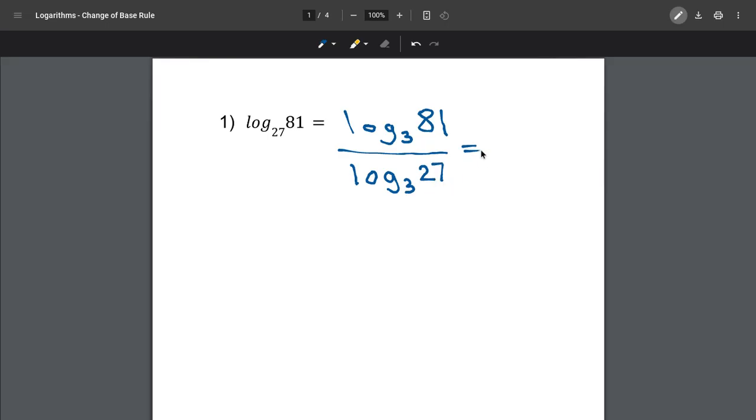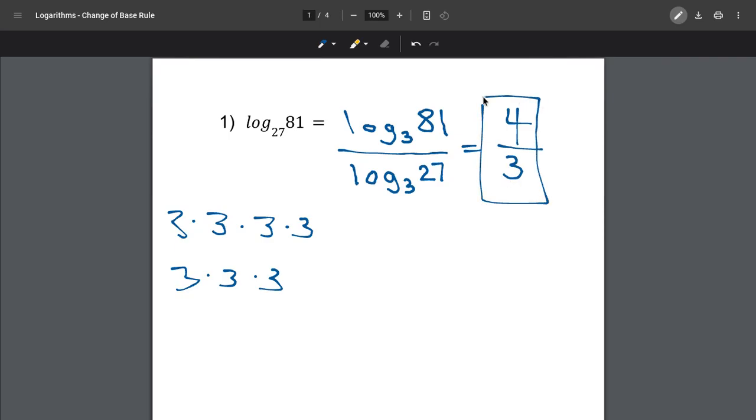And log base 3 of 81 is going to be equal to, well, we have to multiply 4 3's together. So we have to do 3 times 3 times 3 times 3 to get 81. So that's going to be 4 over, we have to multiply 3 3's together to get 27. So if we did 3 times 3 times 3, we'll get 27. So it's going to be 4 over 3 is going to be my solution in this case. Okay, let's try another one.